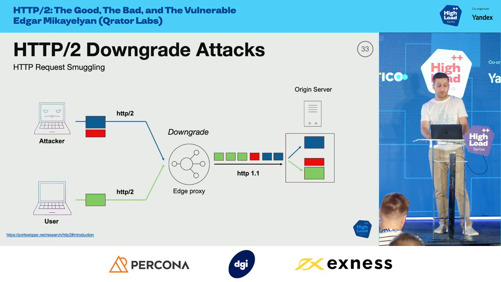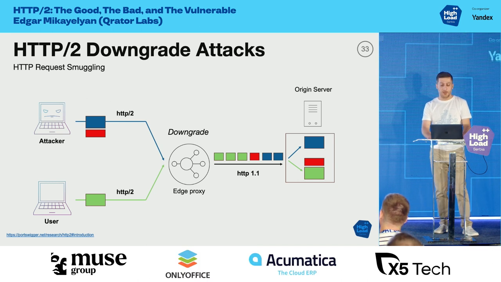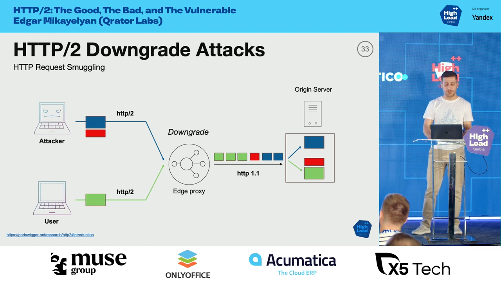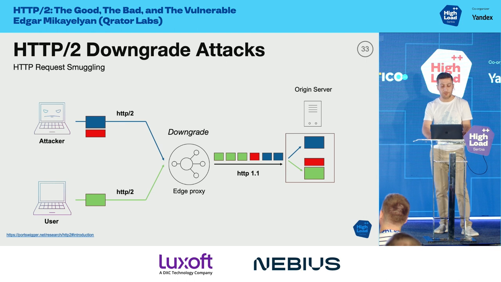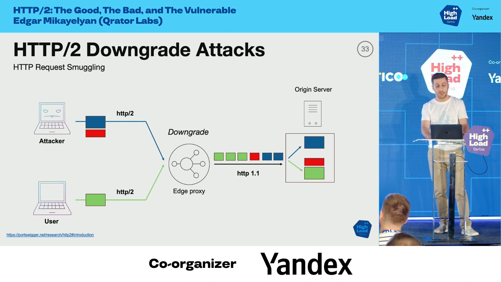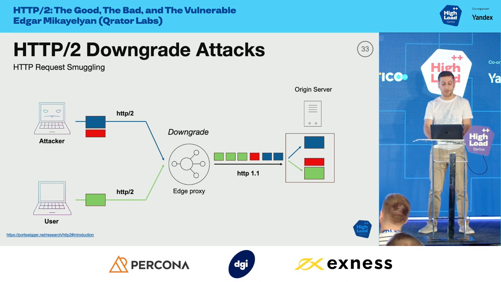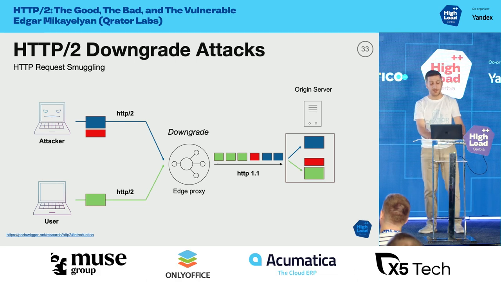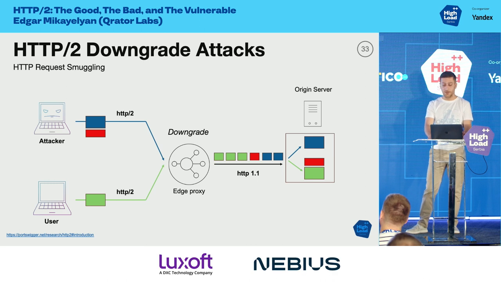Okay, let's move on. And again, we have the traditional downgrade scheme. This time, thanks to the researcher James Kettle, who found very interesting vulnerabilities when a front-end server speaks HTTP2 with clients, but rewrites requests into HTTP1 before forwarding them to the backend server. This gives the attacker the ability to prepend arbitrary content at the start of the next legitimate user's request. In the scheme, smuggled requests are highlighted in red.